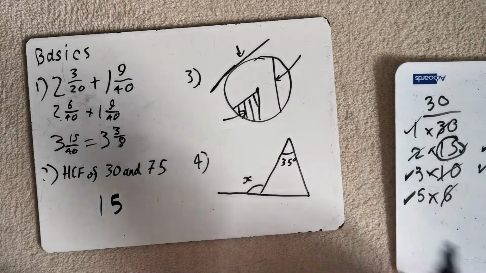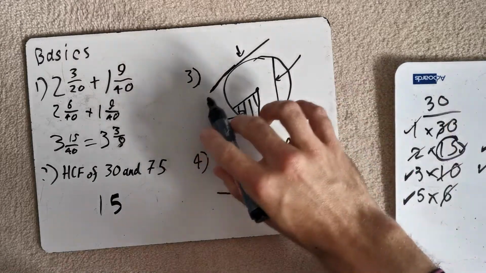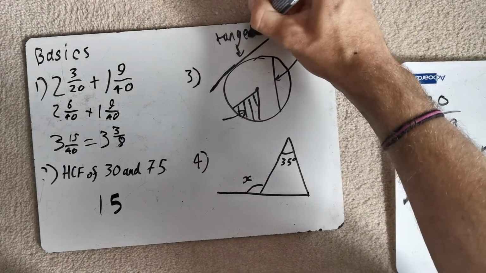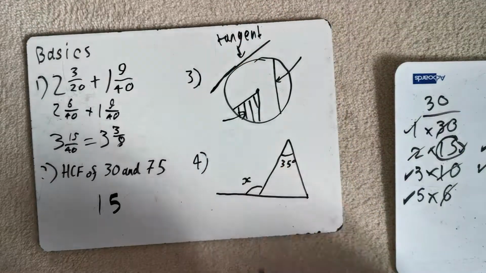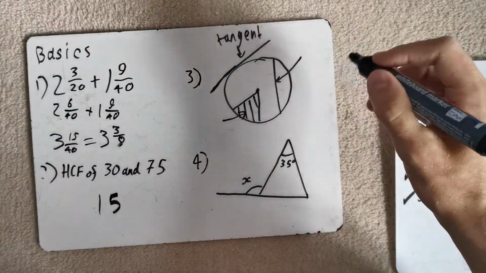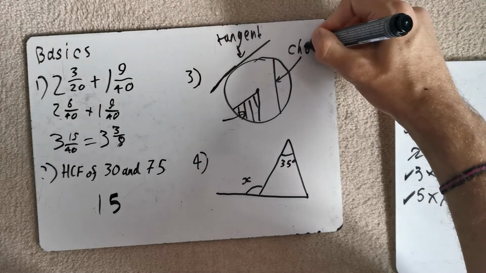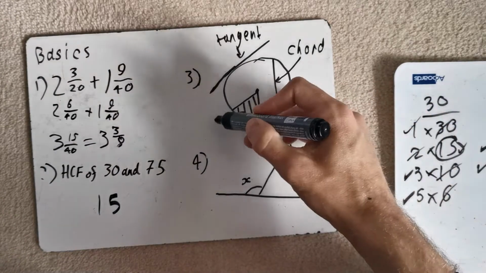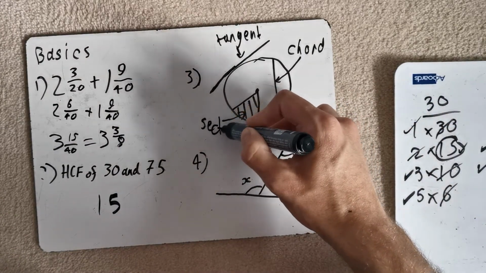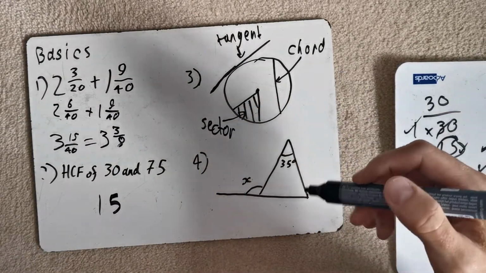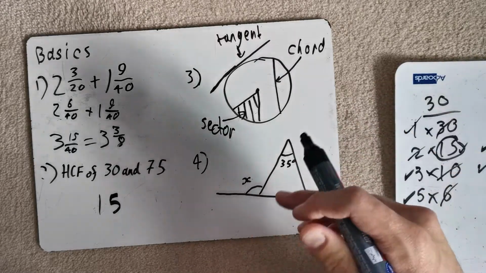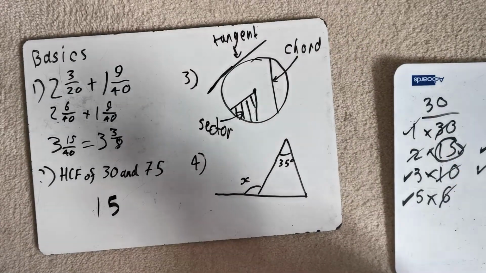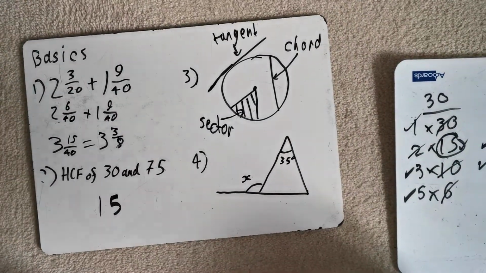Okay, next one, you just got to label what these are. This one goes off on a tangent. This one strikes a chord right in the random bit of the circle. And this one is a sector. That one, I can never think of a way to remember, because the other alternative is a segment, which is the area in this bit here, and it looks a bit like an orange segment. That's the only way I can think to remember that.